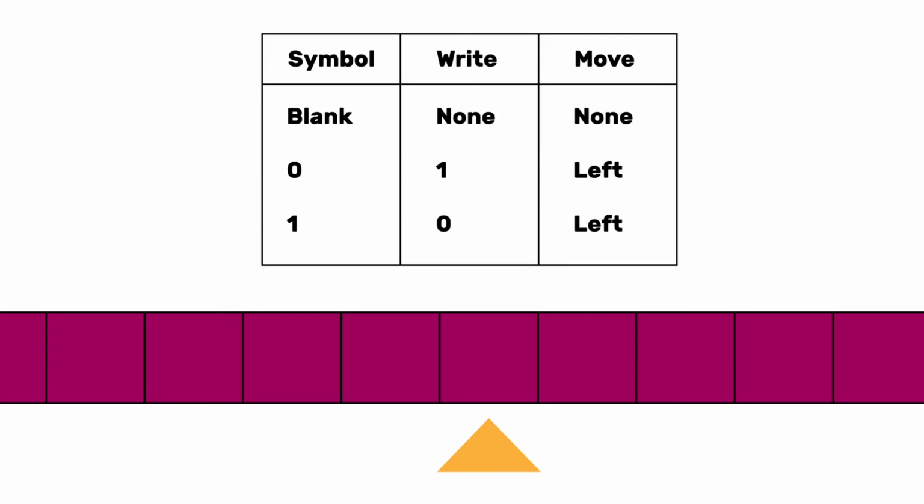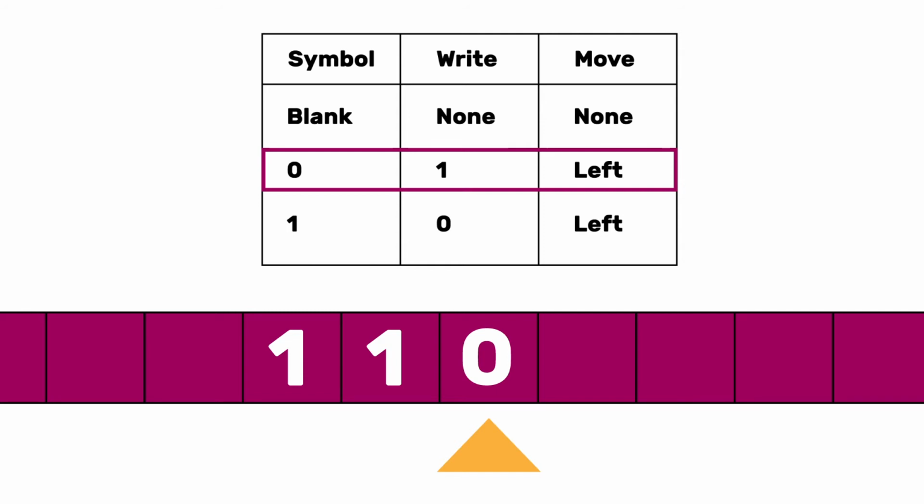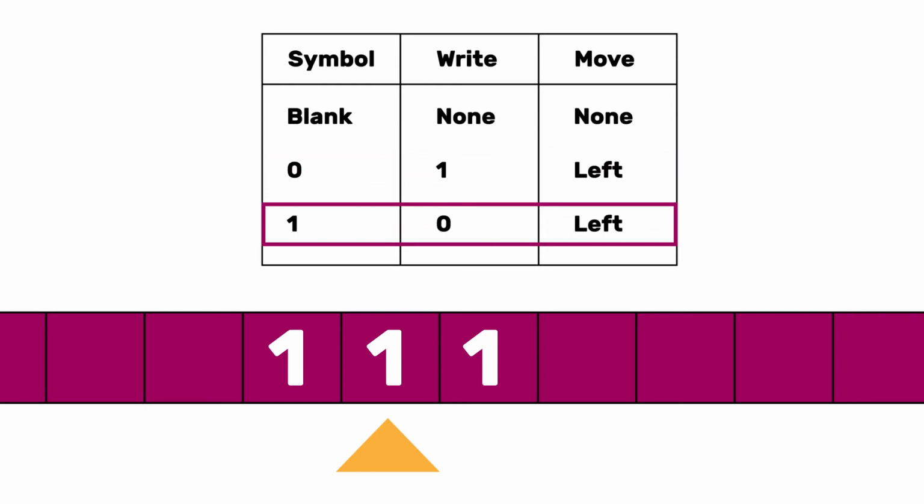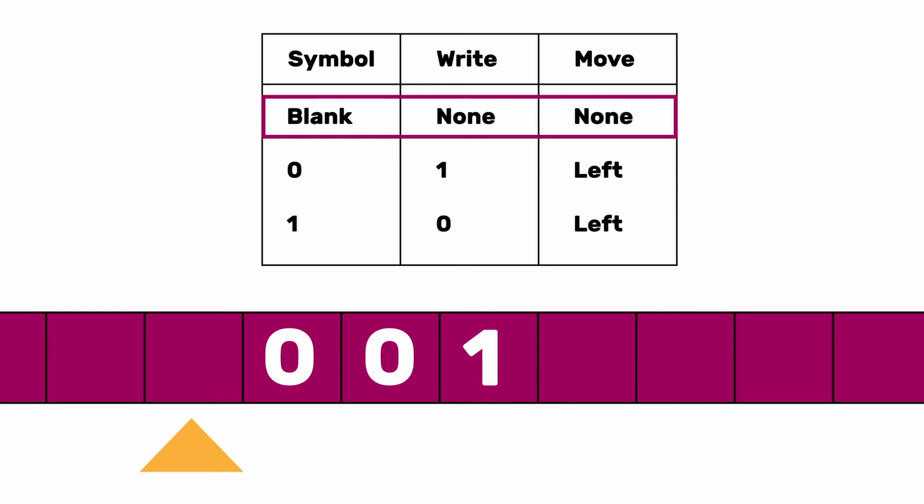We've got our tape, our head, some initial instructions, and we'll place some 1s and 0s on our tape to begin with. Now the first symbol is a 0, and the instructions say that when reading a 0, it should write a 1 and move left. Moving left, it then reads a 1, which according to the instructions means it should write a 0 and move left. It then reads another 1, writes 0 and moves left, and finally reads a blank, at which point the program halts. So this Turing machine is designed to flip bits. It changes 0s to 1s and 1s to 0s.